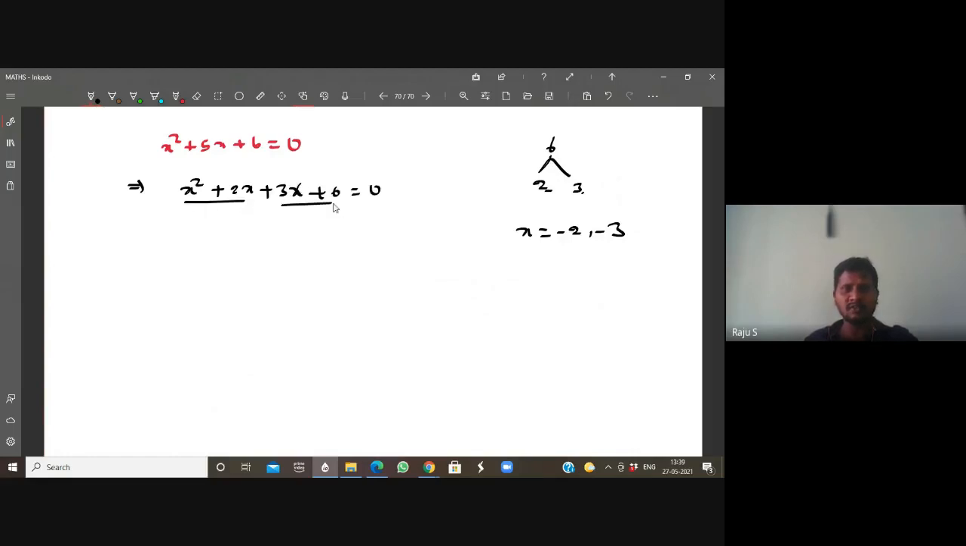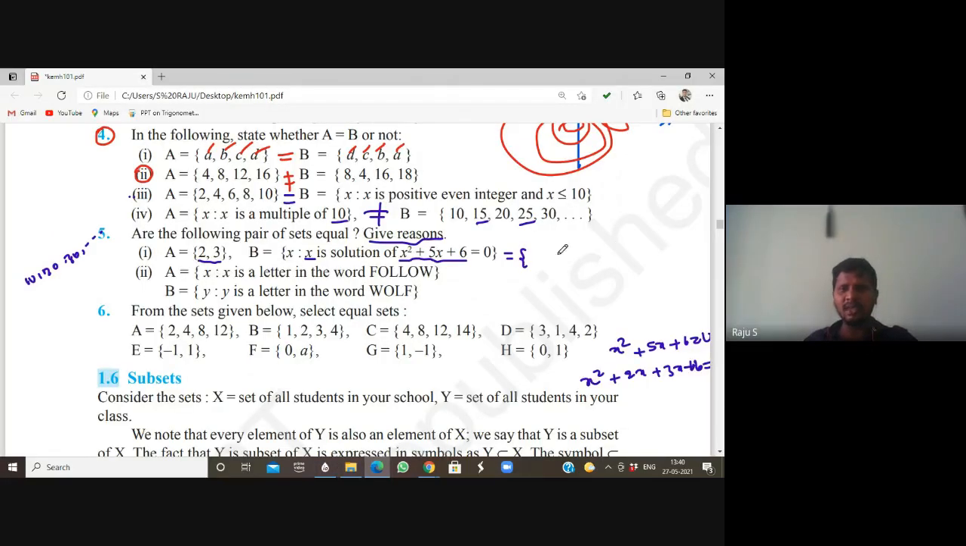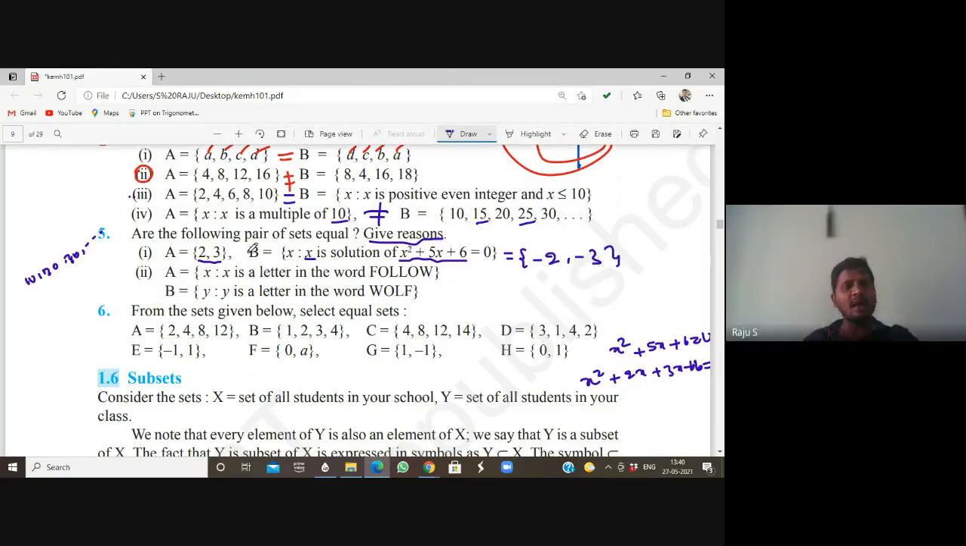So what is common in the first two and last two terms? x is common, x plus 2. In the last two, 3 is common, x plus 2 is equal to 0. So (x plus 2)(x plus 3) is equal to 0, which implies x is equal to -2, -3. Is that clear, students? Yes, sir. So B consists of -2 and -3. These are the x values, so the sets are not equal. Exactly. A and B are equal only if they are 2 comma 3, but -2 comma -3 should not be equal.